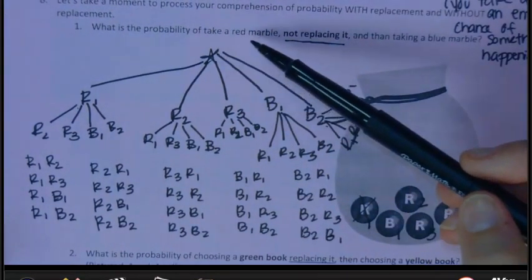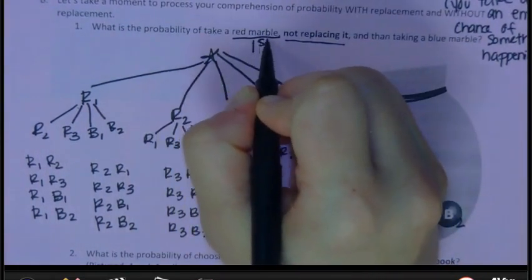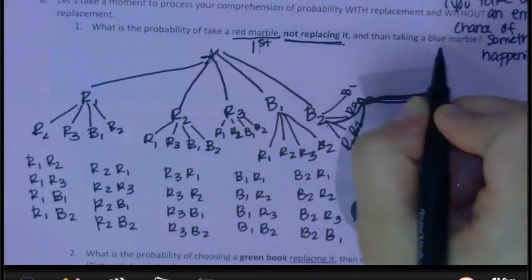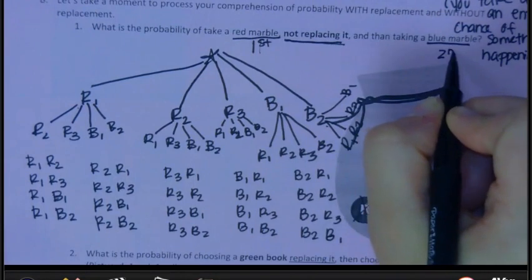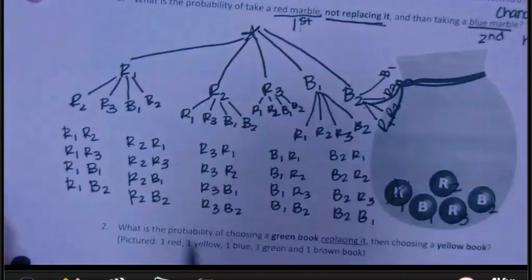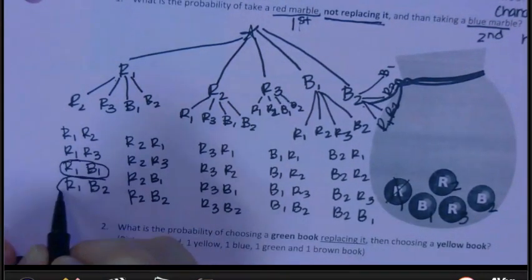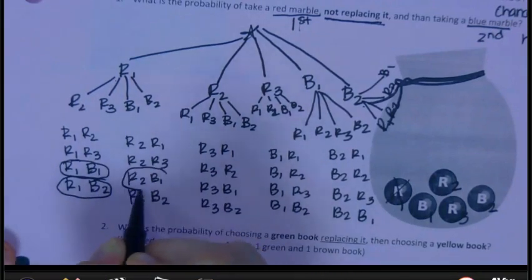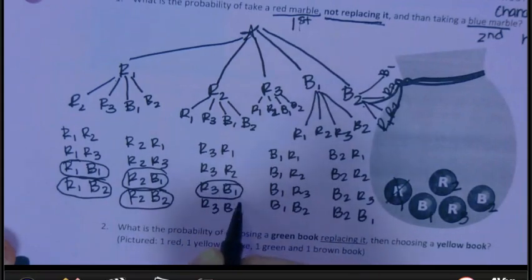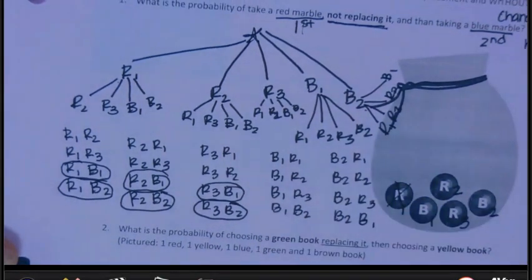So I want to know, what is the probability that I get a red marble first? So this is happening first. So I pick out a red marble first. I do not replace it, and then I take out a blue marble second. Okay, so I want red, then blue. All right, so I've got red, red, red, red. Oh, I've got a red, blue, red, blue. I have a red, blue, red, blue, red, 3, 1, red, 3, blue, 2. And these are all blue first. These are all blue first.